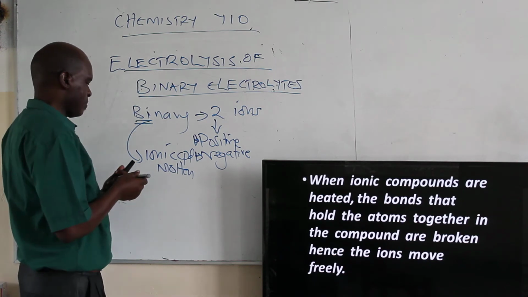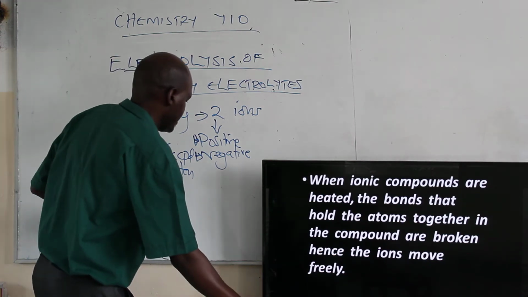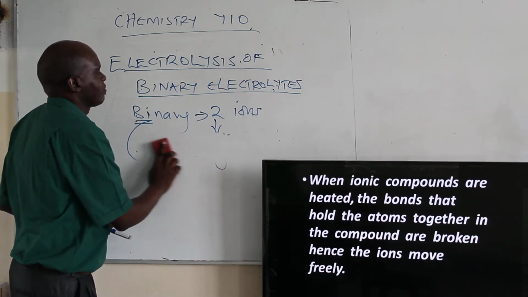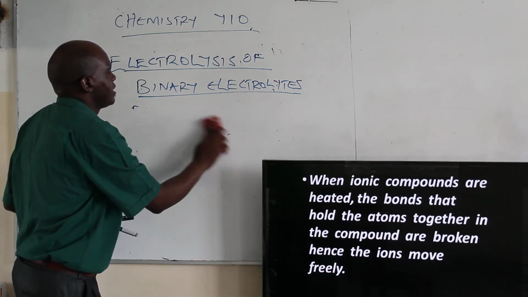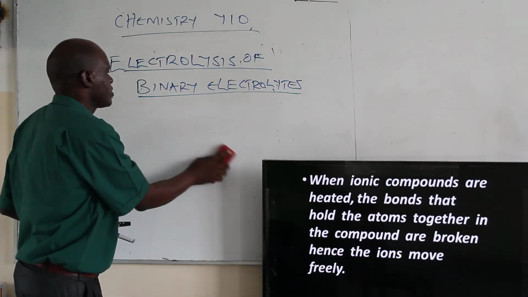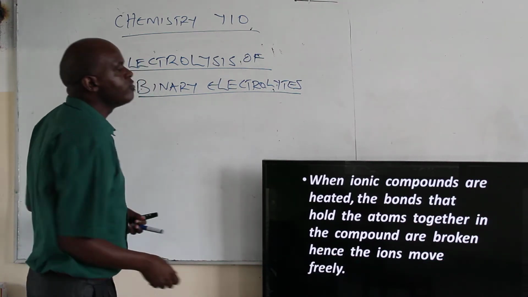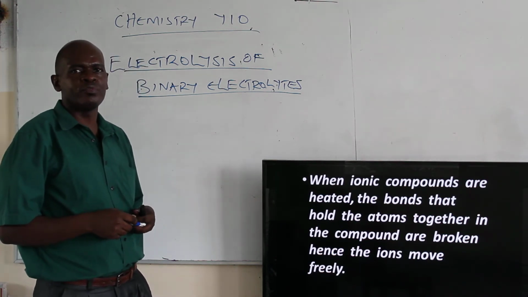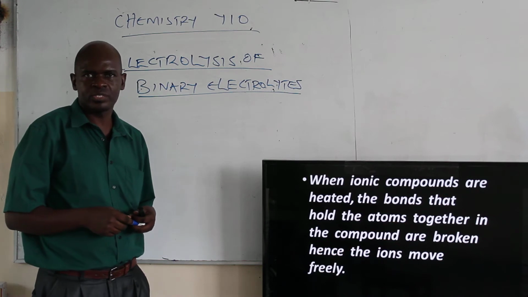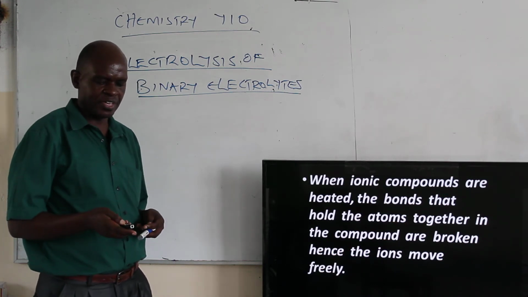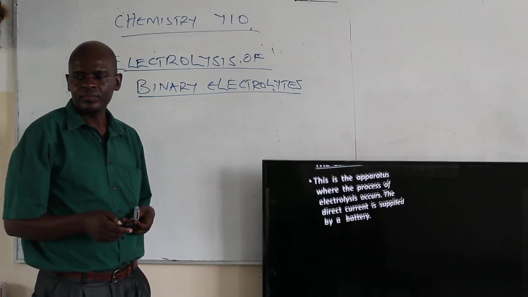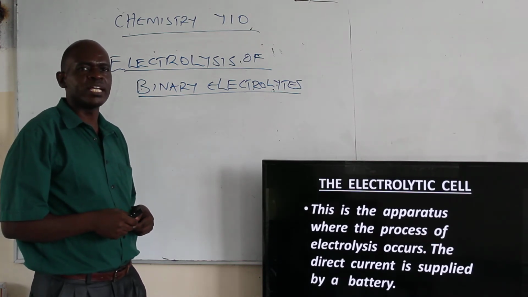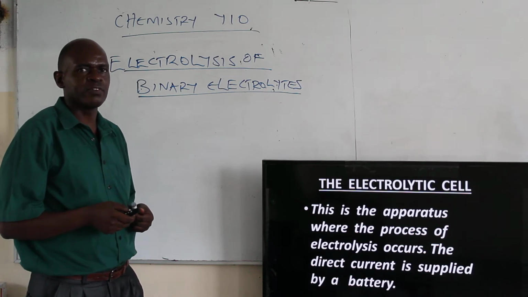That means when you heat up the ionic compound, the atoms inside break up, and when they break up they form the ions. These ions are the ones that move very freely. So it is referred to as an electrolyte because of the presence of the ions, which will be moving very freely. It is the ions which are free to move that are able to carry electric current forward.